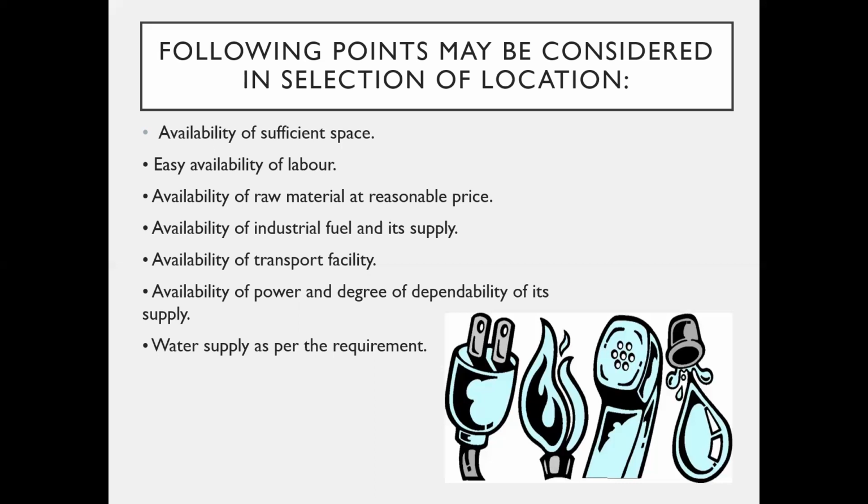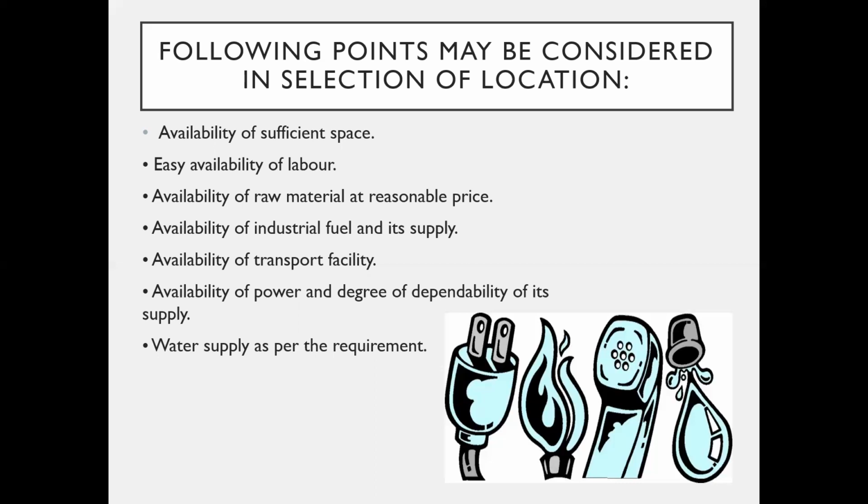Availability of power and degree of dependability of its supply. Power here means electricity. Availability of electricity and the degree of dependability of its supply is very much important. If your business is dependent on electricity and you are manufacturing and using machineries which need power and electricity, then you have to establish your business somewhere where the utility flow is high, and without any discontinuation you can carry out your business operations.